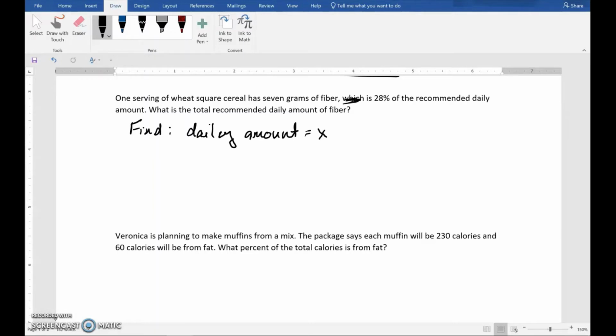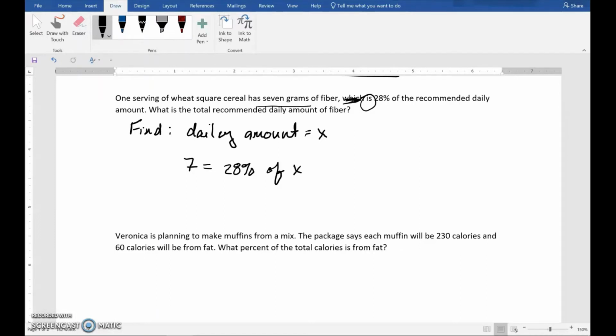Fiber is 28% of the recommended daily amount. So we've got 7 grams is, remember, is our equal sign, 28% of daily amount. Well, we don't know what the daily amount is, so we're going to call that X.